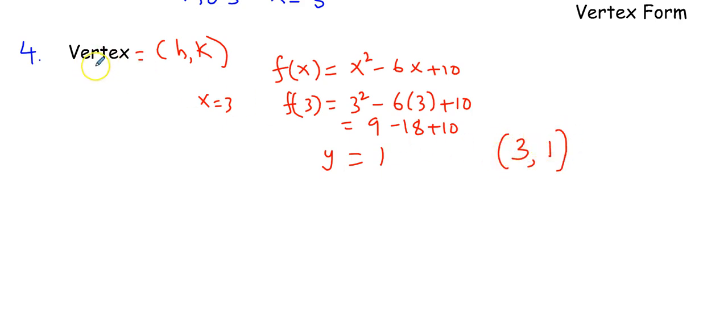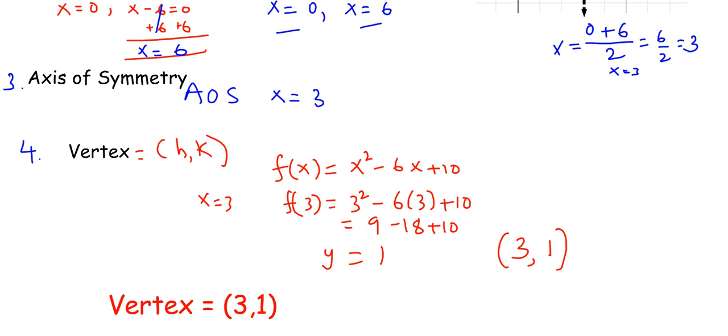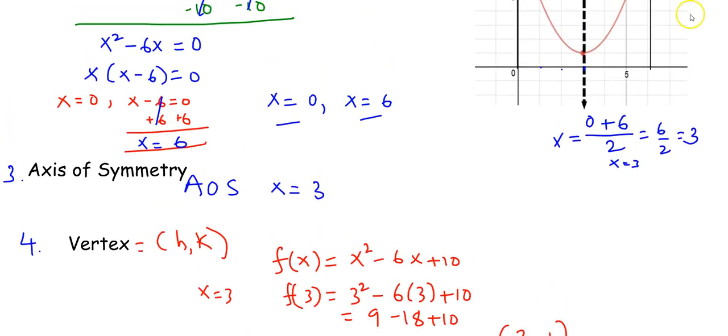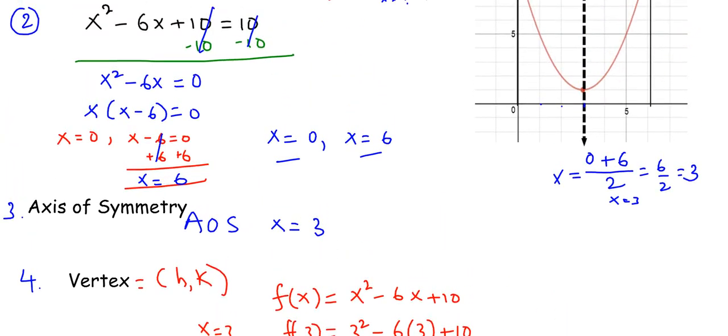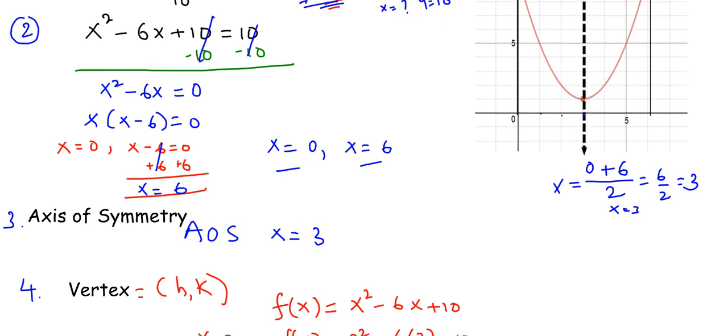So x coordinate is 3 and y coordinate is 1. And when you substitute here in the vertex, the same thing, I'll call it the h value, that is 3, and the k is 1. So we have the vertex now, that is 3, 1. We see it here in this graph. When x is equal to 3, y is 1. So 3, 1 is the vertex.